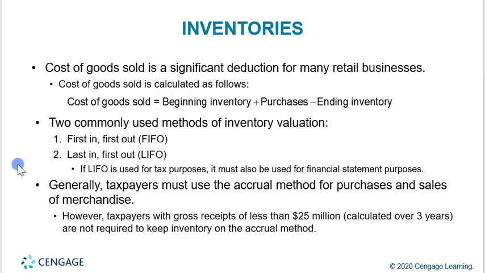Cost of goods sold is a significant deduction for many retail businesses. Cost of goods sold is calculated as follows. And so this is important: cost of goods sold equals your beginning inventory plus your purchases minus your ending inventory.